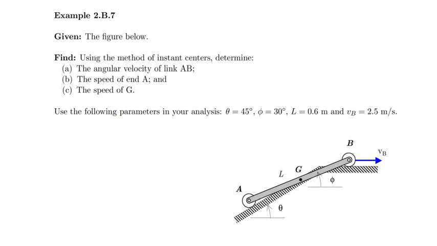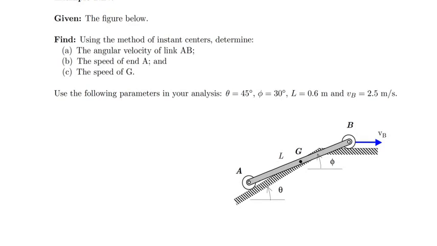Okay, so in this example we have a simple mechanism with rollers at each end, at points A and B namely, and we're told that VB is moving to the right with a given speed. Given this information, in addition to the angles theta and phi, as well as the length of the rod, we're asked to determine the angular velocity of the link, the speed of end A, as well as the speed of point G, a point near the center of the link.